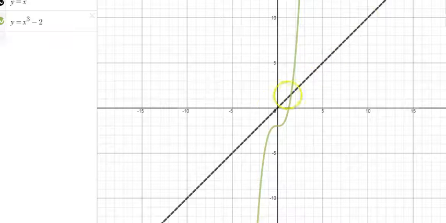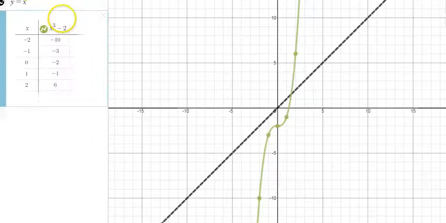The dotted line, of course, is the line y equals x, and then we want to look at the inverse of the function y equals x cubed minus 2. And I'm going to do that by letting Desmos pick some values for a table. So I'm just going to open up my operations and I'm going to switch my graph to a table. So I still have x cubed minus 2, that's the same graph, but it's chosen some input output values for me. It's chosen a table.